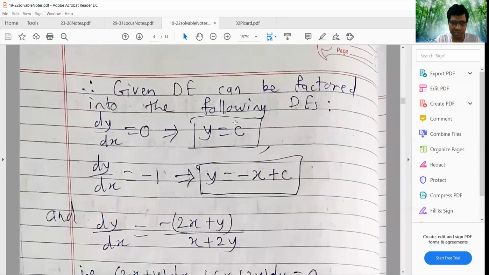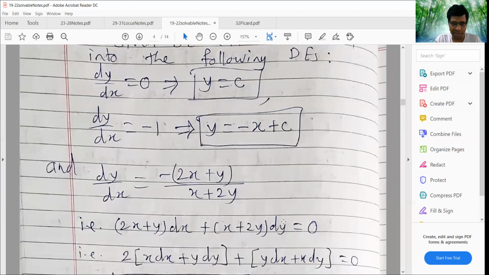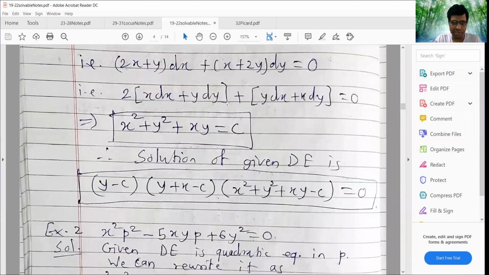Okay, so the first equation gives y equal to constant because dy by dx is 0. Another is dy by dx equal to minus 1, which produces y equal to minus x plus c, and the third one is dy by dx equal to minus (2x plus y) upon (x plus 2y). And this is the solution of the third equation. We combine all these three and get the required solution.